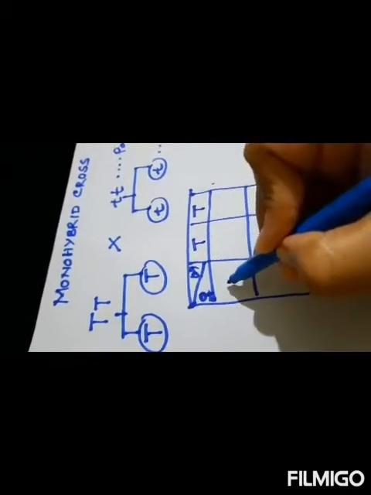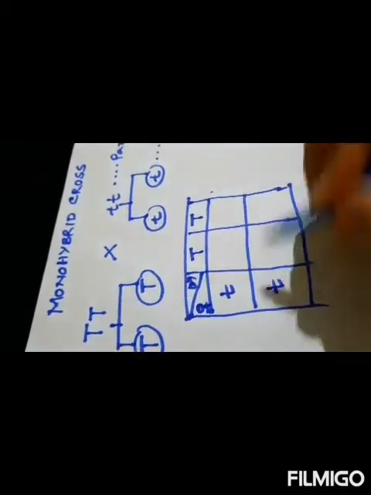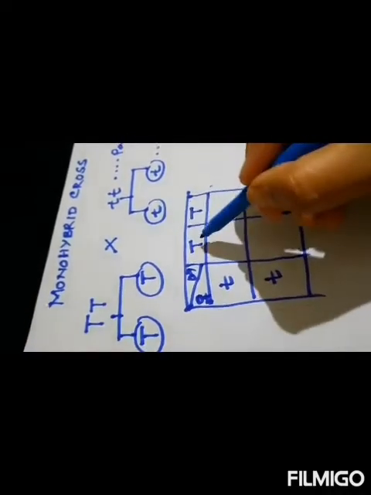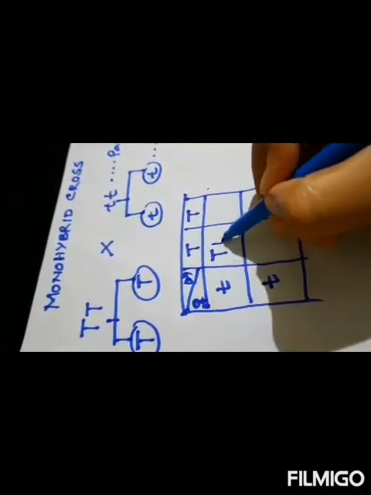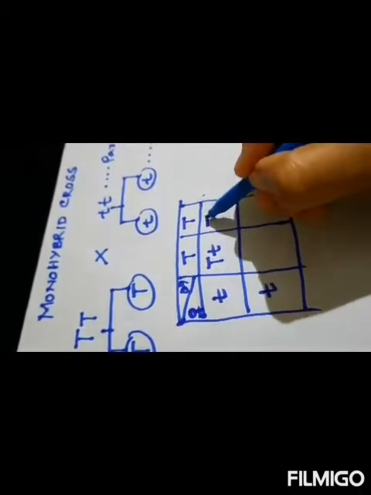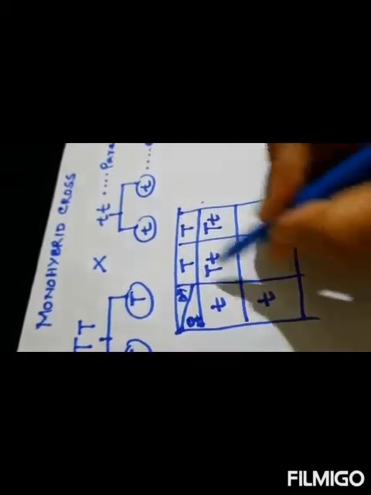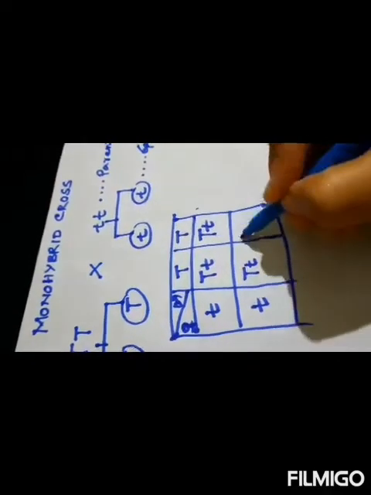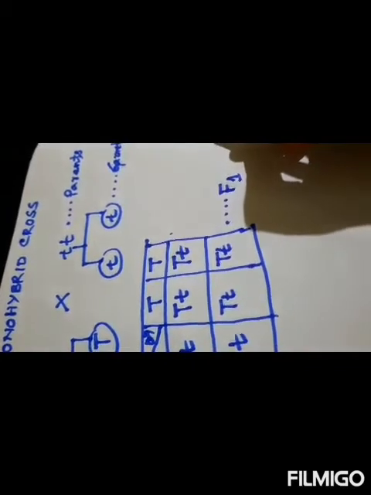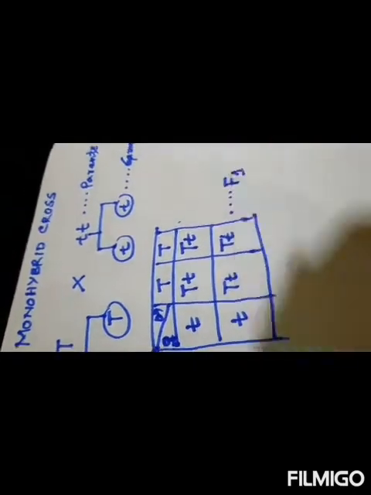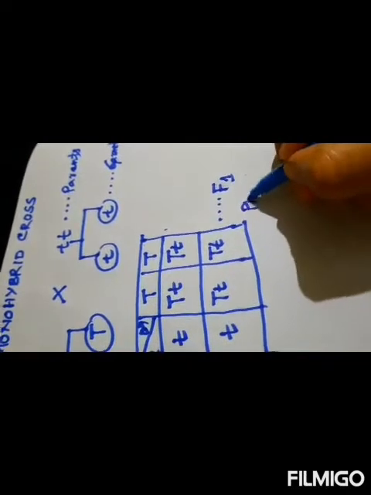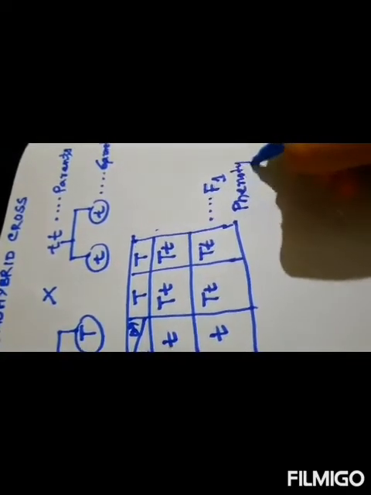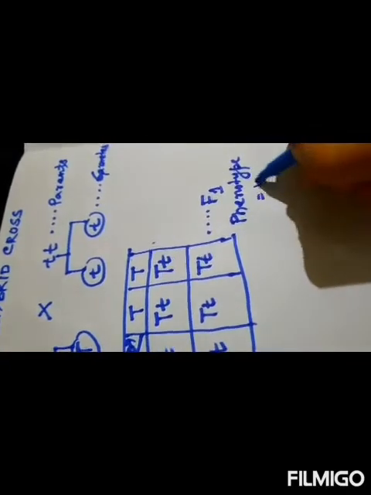So we are writing capital T, small t as the gametes. This gamete can meet this gamete, resulting in capital T small t. This gamete with this gamete, capital T small t. This gamete with this gamete, capital T small t. So this is our first filial generation, that means F1 generation, where we can see the phenotype is 100% tall.